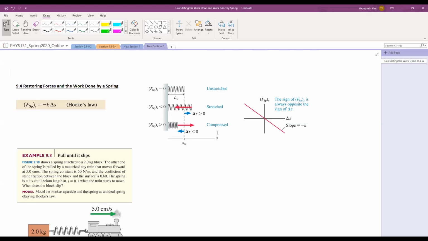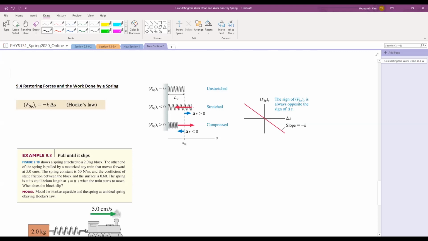So when there is a force, this force is capable of doing work on the system. Let's take a look at the spring force as an example. Here, the force of the spring, Hooke's law, is minus k, the spring constant, times displacement. The displacement delta S is defined in this figure. This is the equilibrium length of the spring when it's neither stretched nor compressed. Then you could have a spring that is stretched. In this case, the displacement is positive.